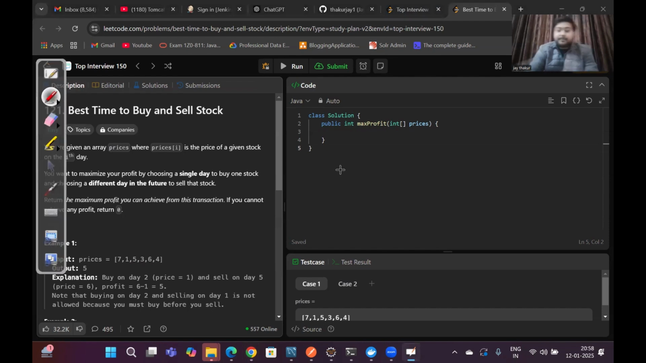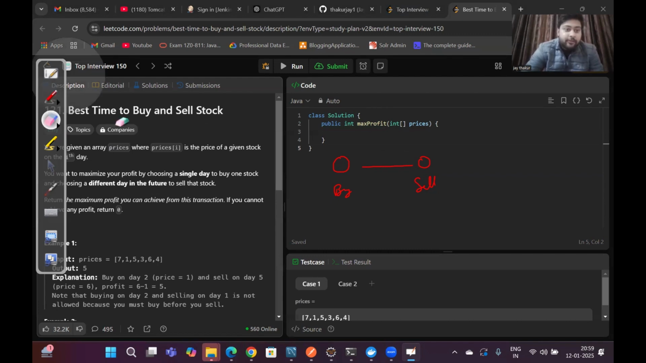So let's say first we have to buy the stock. So let's say we are buying the stock on one day. After that, in the future, we have to sell this stock. So first we have to buy this stock, after that we have to sell this stock, and we have to make sure that the profit after selling this must be maximum. So this is what it is saying. We have to maximize the profit, and after that, we have to return this maximum profit.